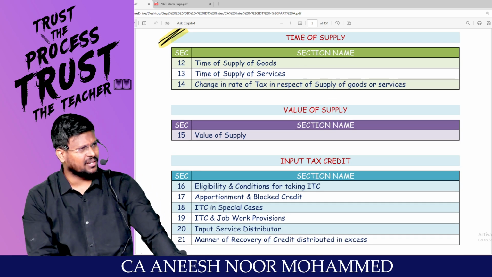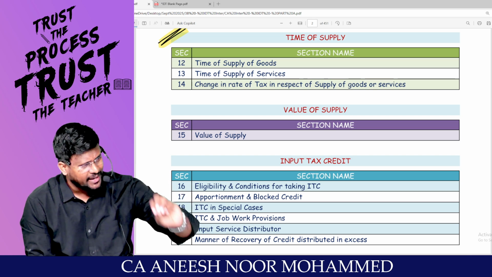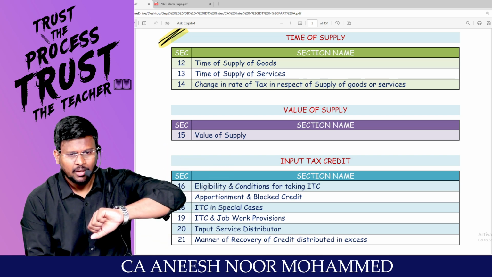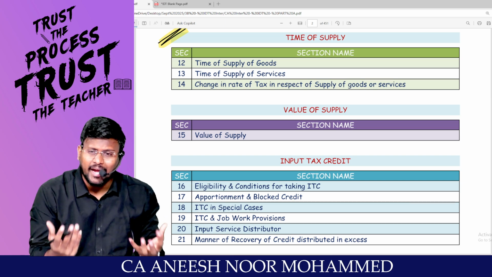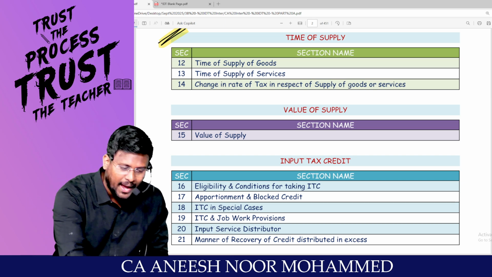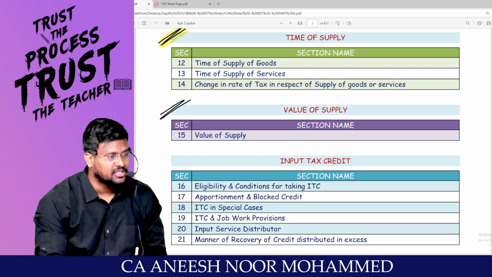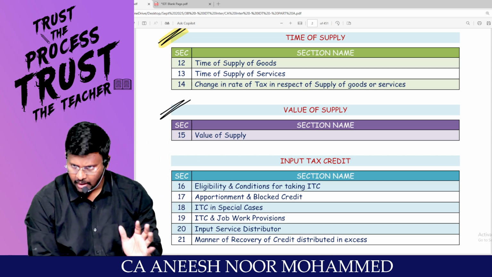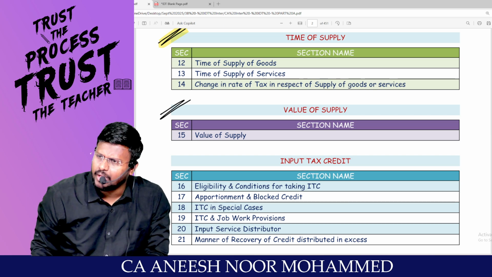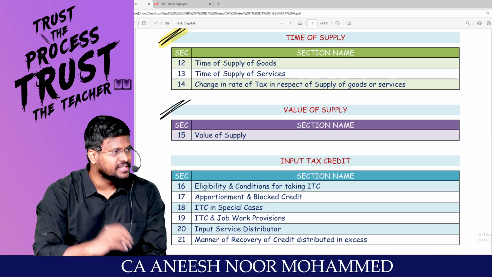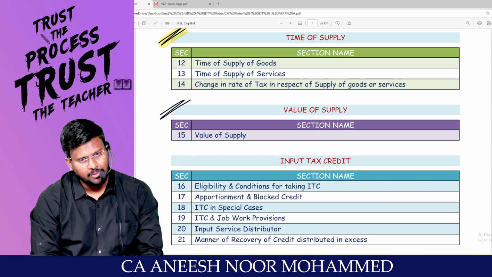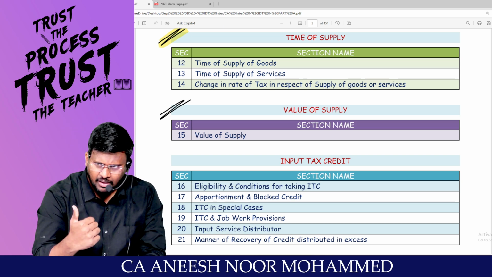Sir, okay sir. You said that when to pay GST is the time of supply. On what value do I have to pay GST? That is value of supply, explained in section 15 of the CGST Act, because after section 14 comes section 15. Section 15 is the value of supply.